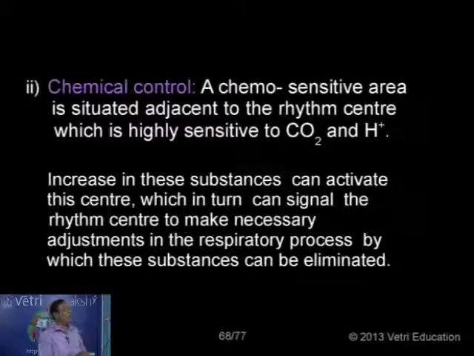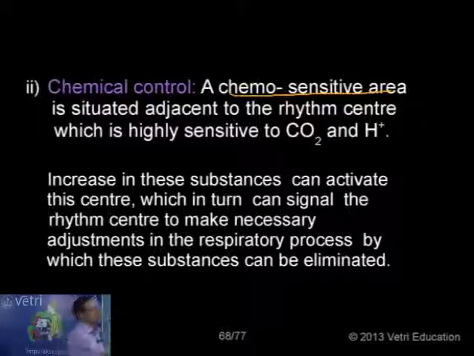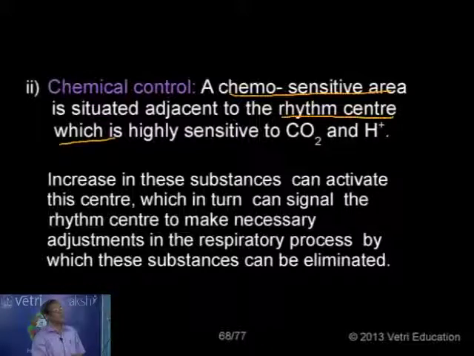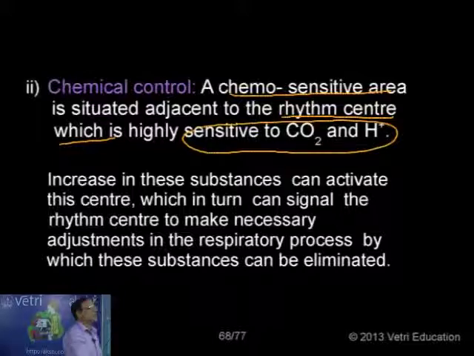And then we have the chemical control. Near the pons, near the medulla oblongata, we have a chemosensitive area. Where are they present? Normally situated adjacent to the rhythm center, namely in the medulla oblongata. There is a chemosensitive area in the medulla, found near the respiratory rhythm center. And these chemosensitive areas are highly sensitive to carbon dioxide and hydrogen concentration.